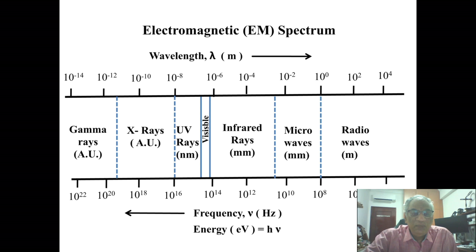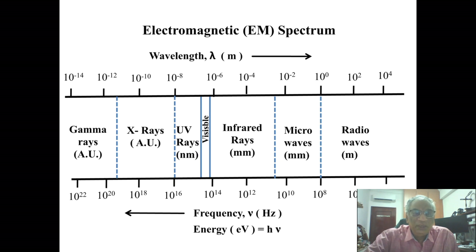Because energy is given by eV, where e is the charge of the electron and V is the voltage supplied to the electron, that is, eV, the potential difference, is equal to h nu. Nu is the frequency and h is Planck's constant. Nu is equal to c by lambda. So we can calculate, if lambda is known, nu can be calculated, or if nu is known, c can be calculated. Different ranges of wavelength and frequency are shown in this slide for the entire electromagnetic radiation spectrum.